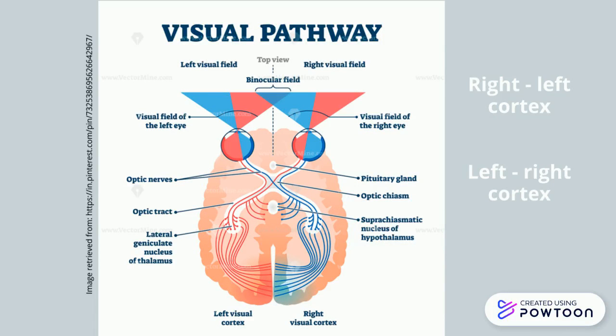From there, the impulses pass through the optic chiasm, where half decussate while the other half do not. Our left visual field projects to the right side of our cortex, and the right visual field projects to the left side of our cortex.